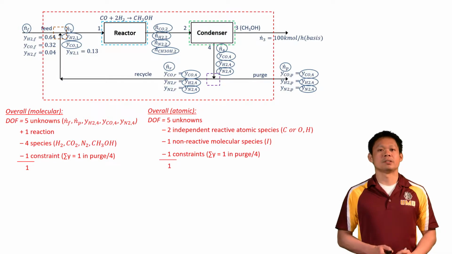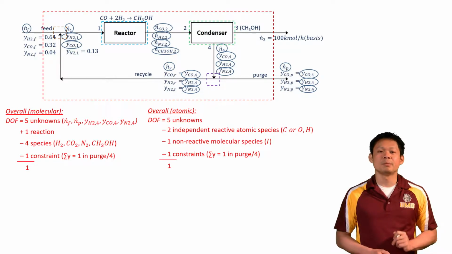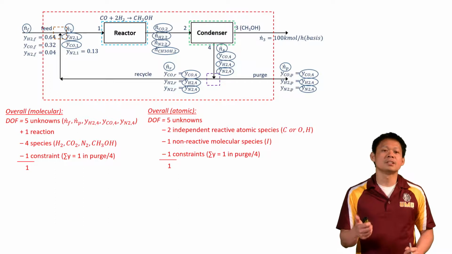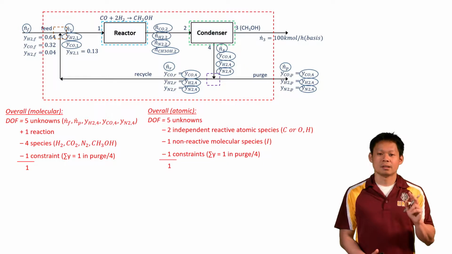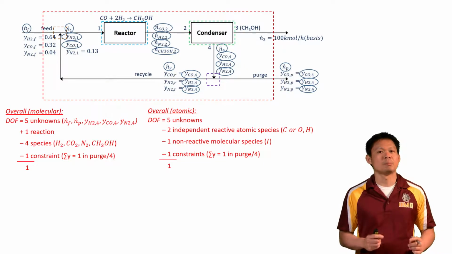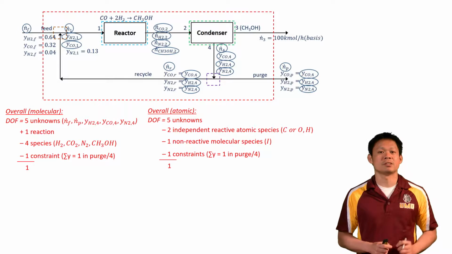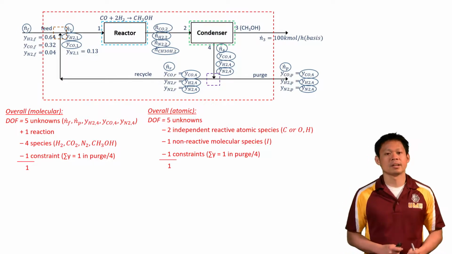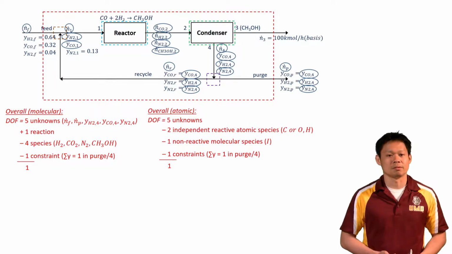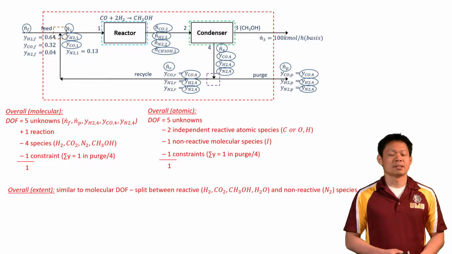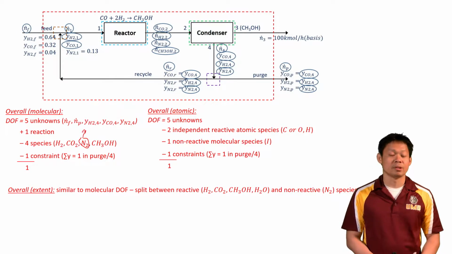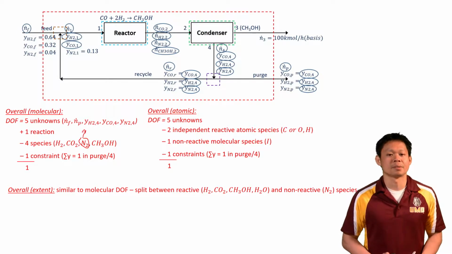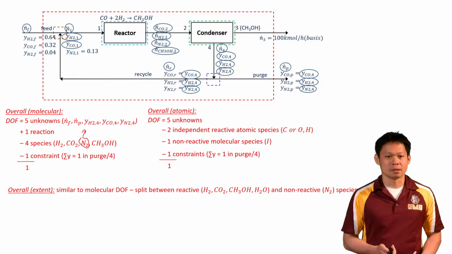This is how the degree of freedom for atomic should look. We only have 2 independent reactive atomic species. Hydrogen itself is going to be independent. Between carbon and oxygen, you can do either or. And again, once we actually start to do the problem, I would encourage you to write out both to convince yourself that they're going to look identical. So we have 2 independent reactive atomic species, 1 non-reactive species, and then a constraint. That gives us a DOF of 1. The extent, again, I'm not going to write that out, because all we're doing is taking out the nitrogen and putting it as a non-reactive species. All right, so that's the overall degree of freedom.